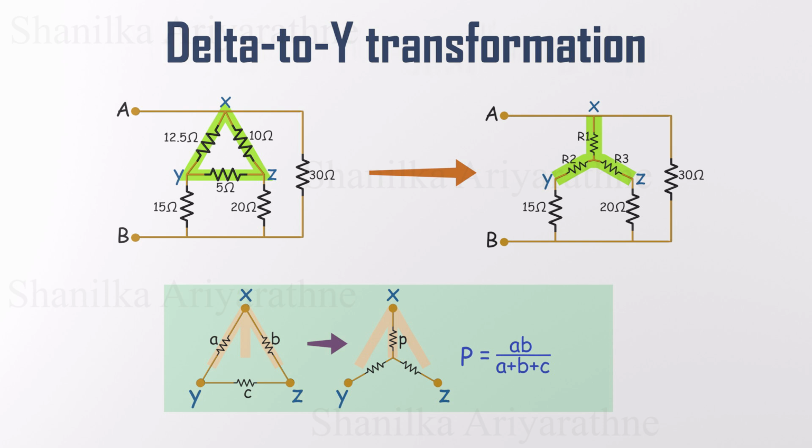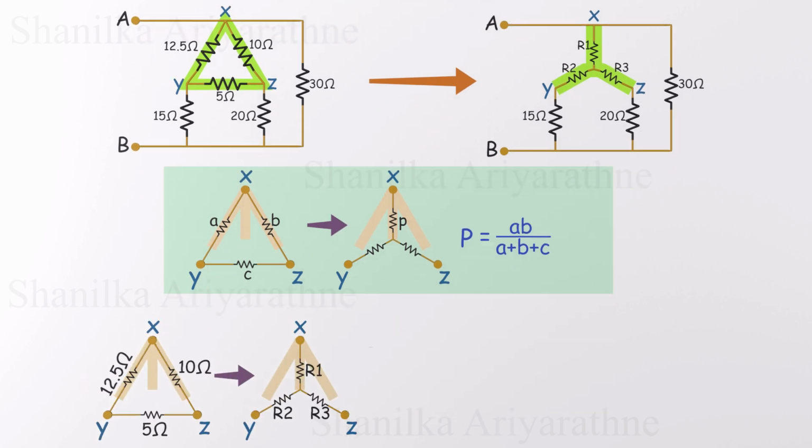solve. Let's begin with R1, which connects to node X in the delta. This node is shared by the 10 ohm and 12.5 ohm resistors. Multiply those two, then divide by the total sum of all 3 delta resistors, which is 27.5. That gives us R1 approximately 4.54 ohms.